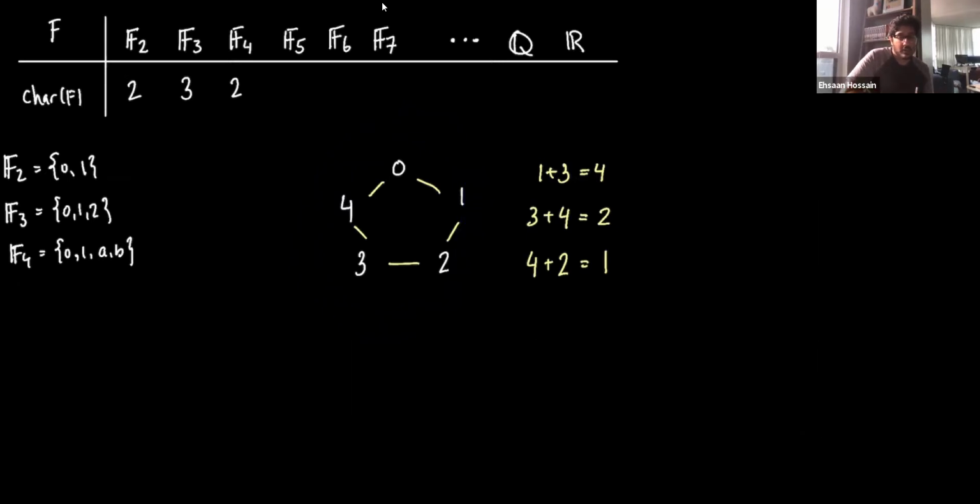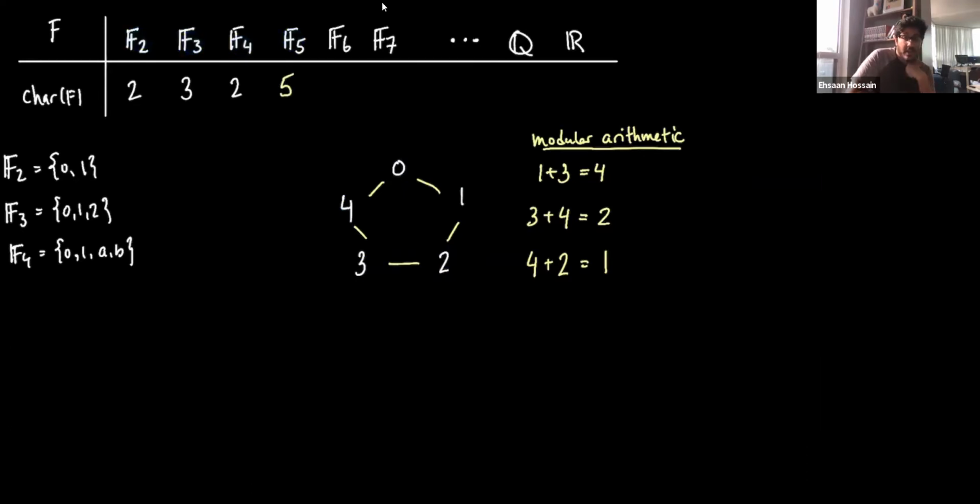Now tell me, what's the characteristic of F5? This is just modular arithmetic, something we're going to learn later in the course. We're actually going to do this clock stuff in class. So, what's the characteristic of F5? It's 5, right? Because 1 plus 1 plus 1 plus 1 plus 1, you need to add it 5 times. So the pattern is 2, 3, 2, 5.